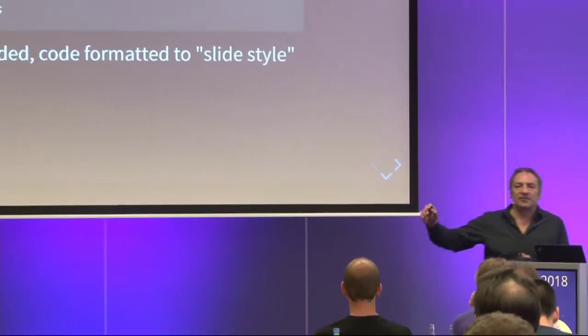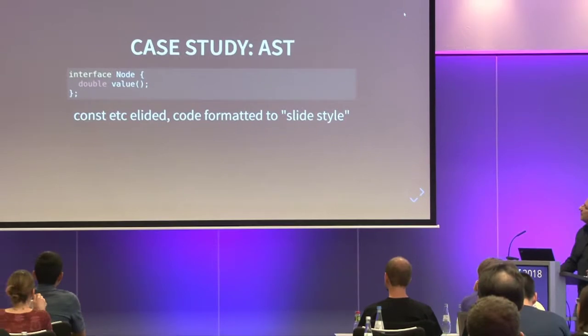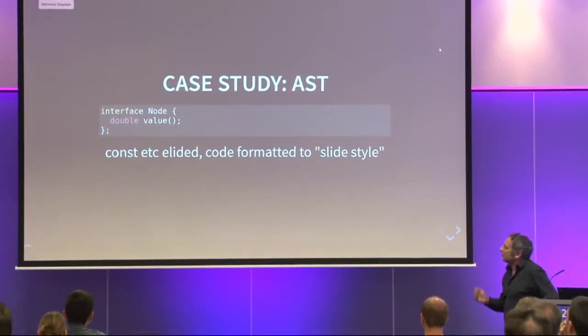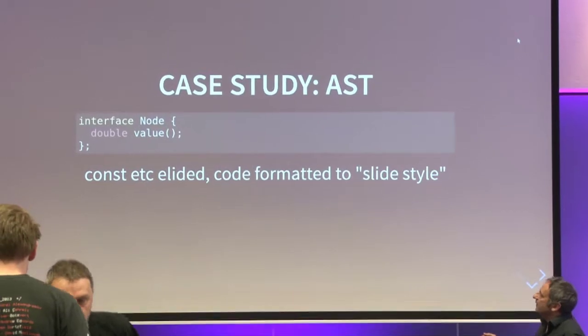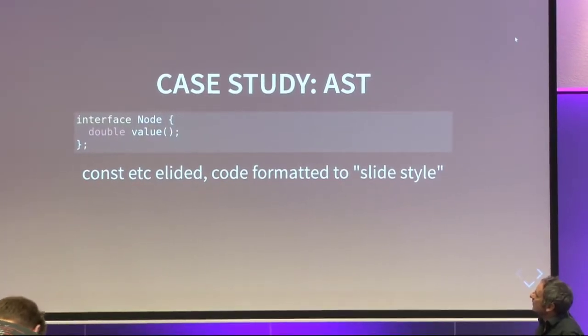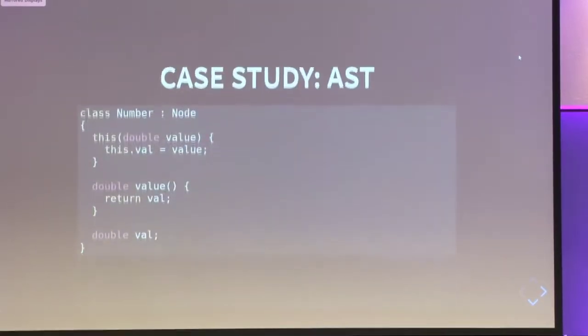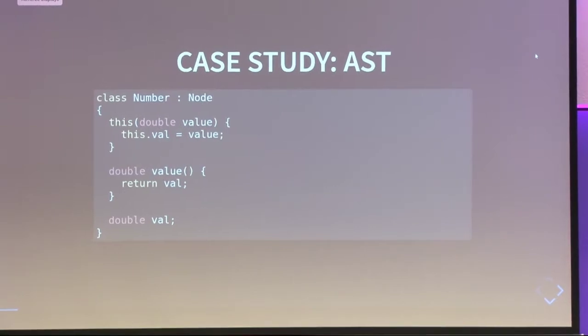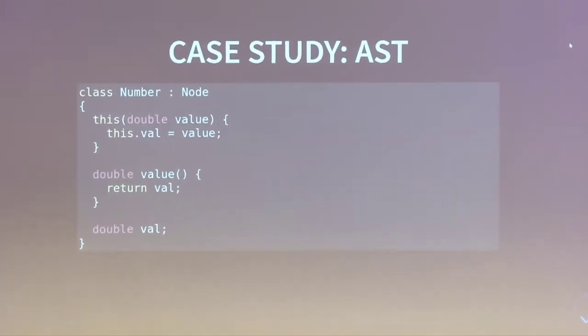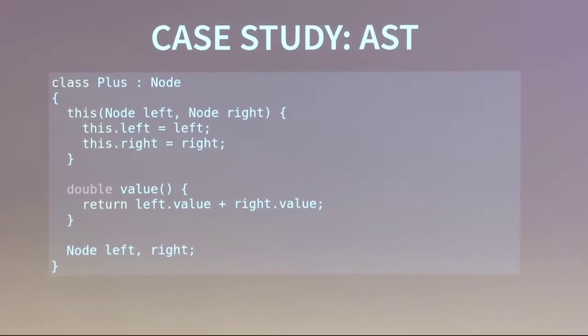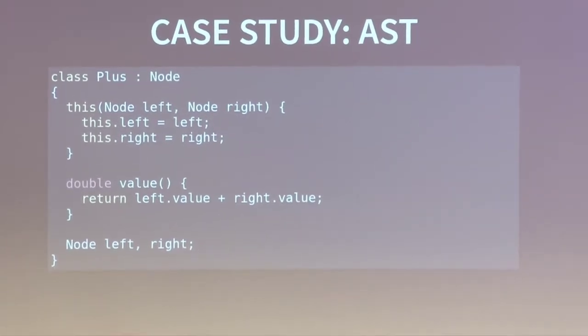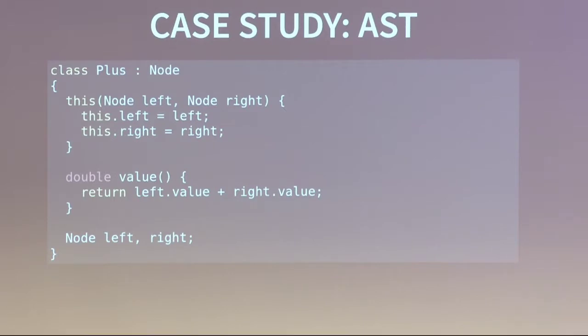Don't pick on me for not using immutable and const, and so on. This is slide style D, okay? So here we have an interface Node, which contains a method called value, which returns the value of the node as a double. And, well, okay, you know the drill. A number returns a value that it has stored. Plus takes two nodes and evaluates the left and the right nodes and returns the sum of the values. Times returns the product, and it could go on and on.